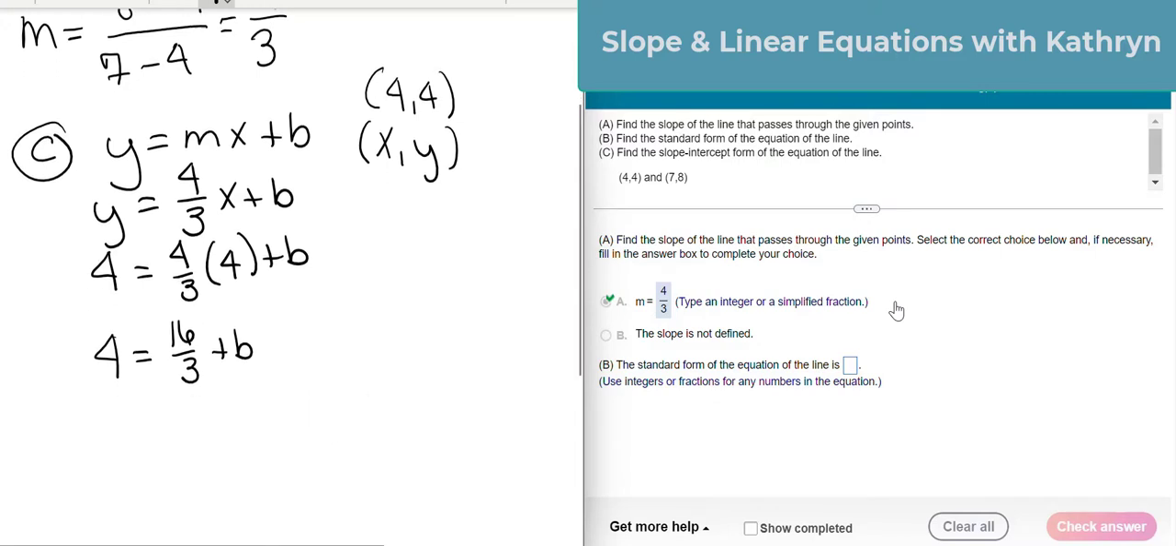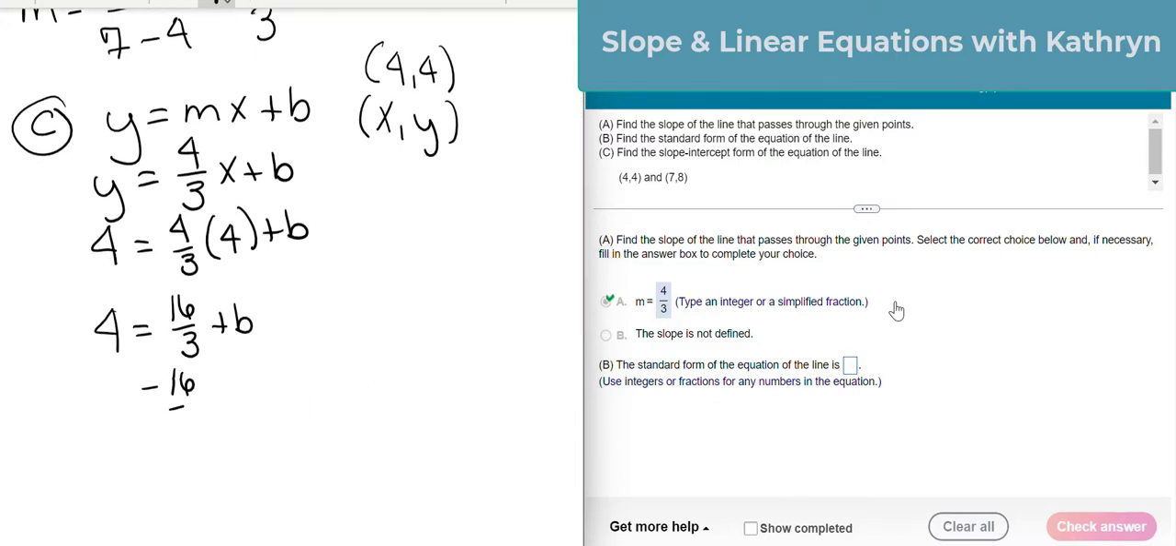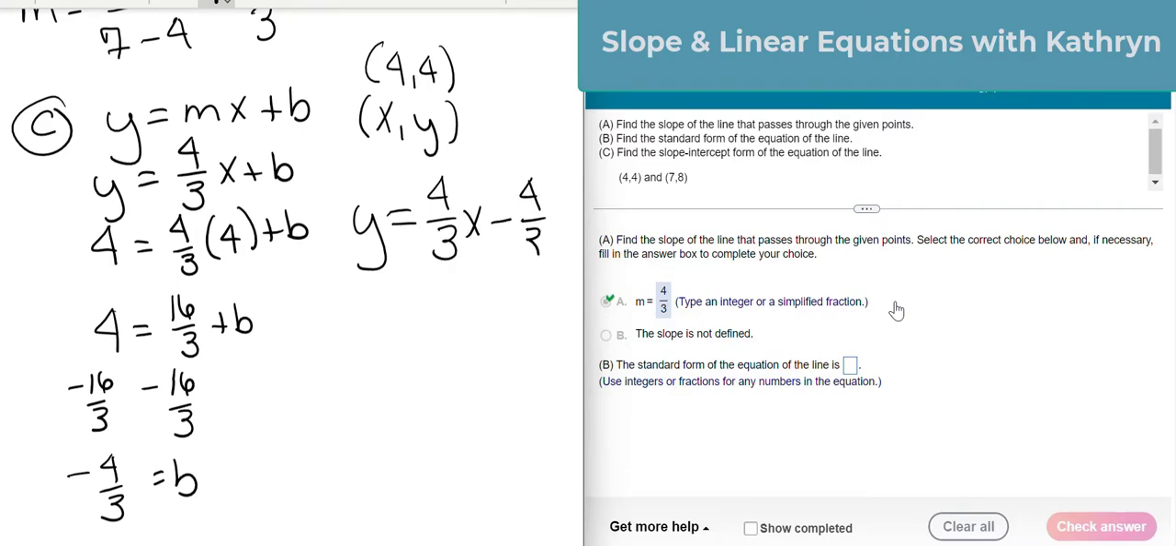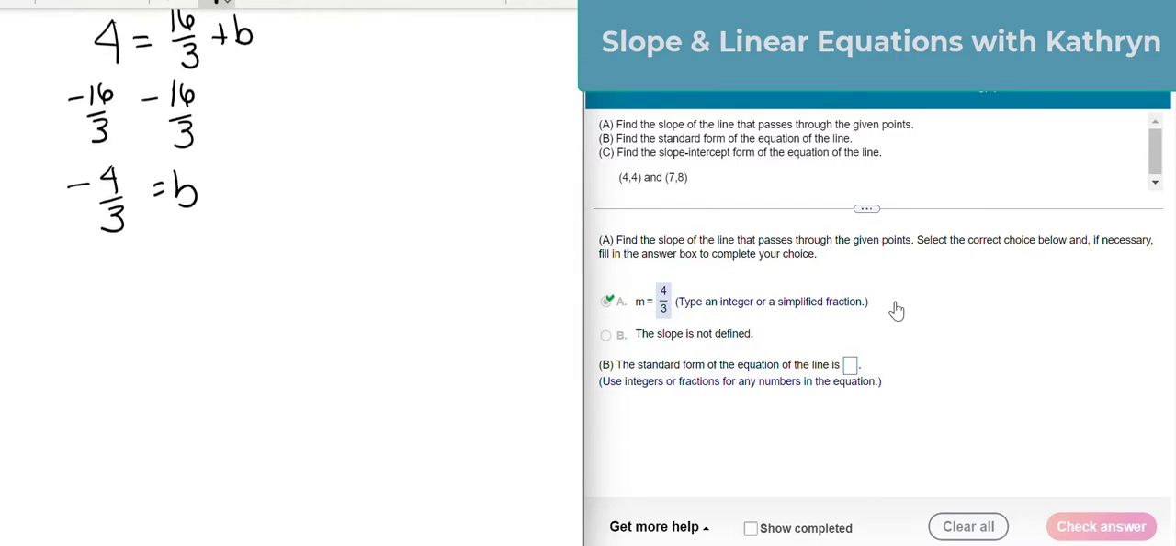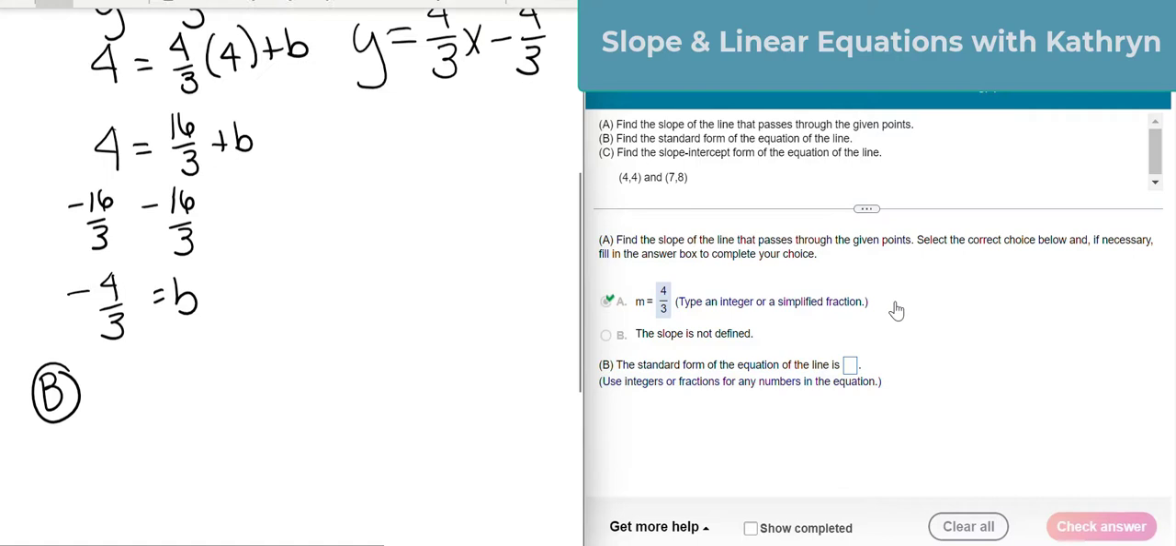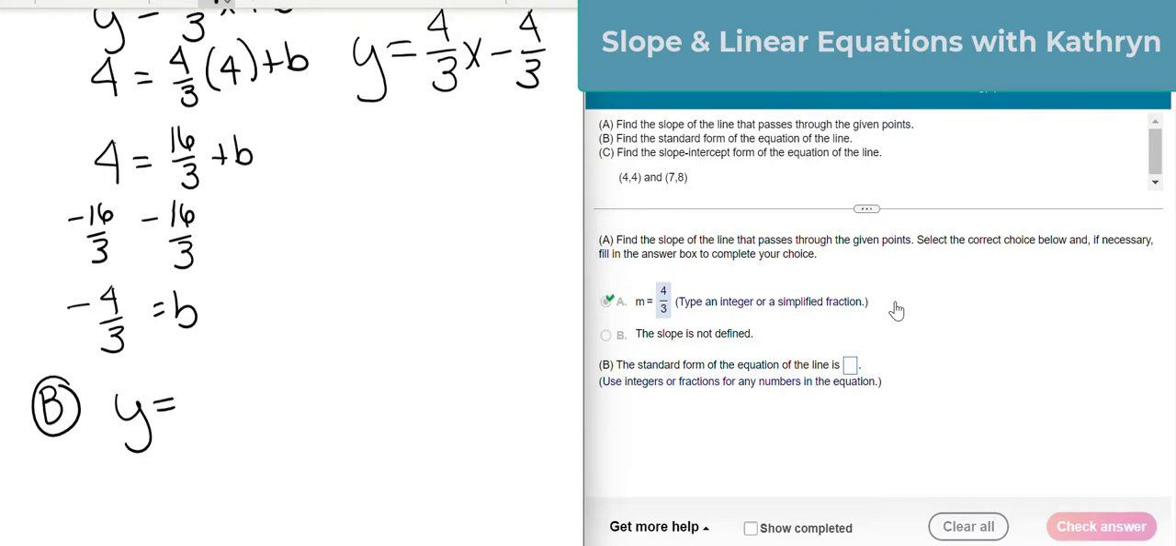We need to get b by itself. I'm going to subtract 16/3 from both sides, and we end up with negative 4/3 for our y-intercept. Slope-intercept form is y equals 4/3 x minus 4/3. Now we're going to find b. I'm going to come down a little bit here for b. I'm going to rewrite our equation y equals 4/3 x minus 4/3.